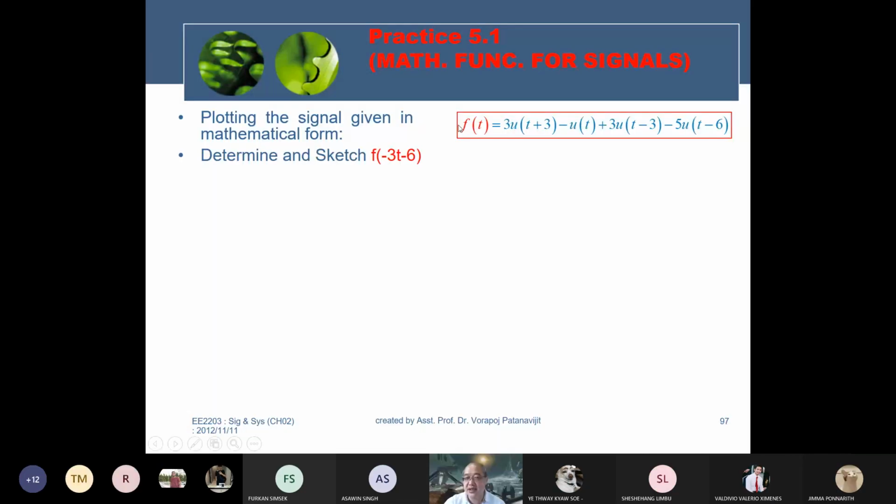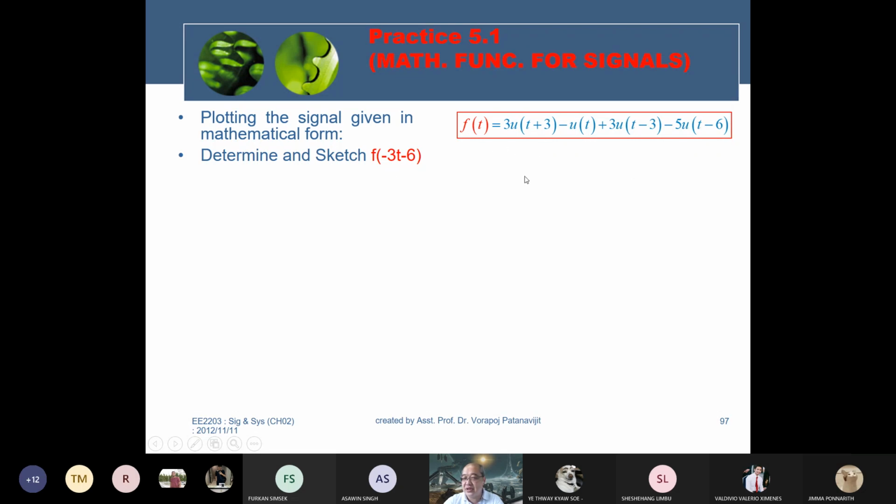In the mathematical form, f(t) is 3u(t) minus u(t) plus 3, and here following that. After you get this graph completely, the question asks you to determine its time transform. The time transform is f(-4t - 6): minus 4 represents time reversal, 3 represents time scaling, and minus 6 represents time shifting.